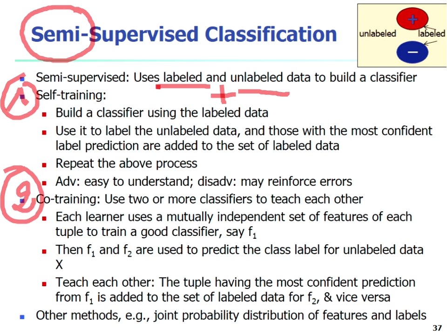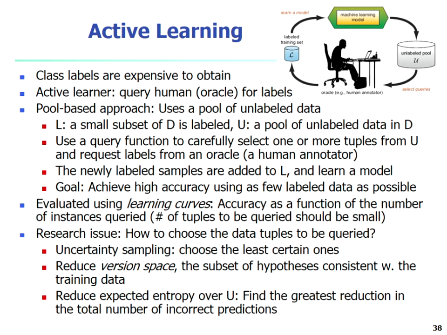There are also other methods, like joint probability distribution of features and labels. Any questions about semi-supervised classification?